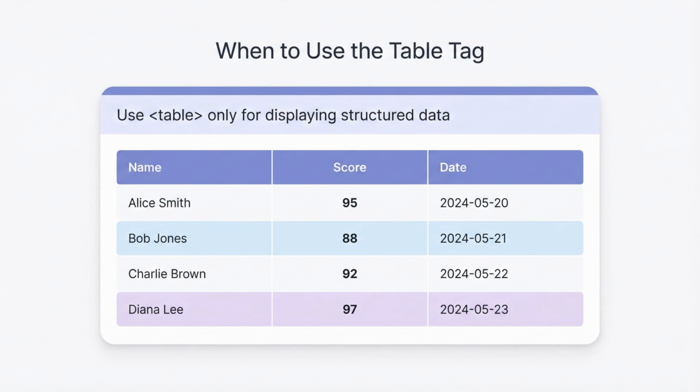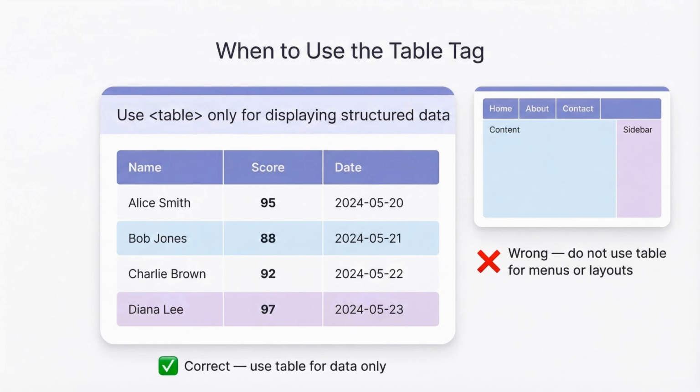If your data fits neatly into rows and columns and represents a dataset, that's when the table tag is appropriate. What you should not do is use the table tag for building page layouts or navigation menus. That was a common practice in the early days of web development, but it's considered bad practice today. For layouts, use divs with Flexbox or CSS Grid. Tables are strictly for data, not structure.